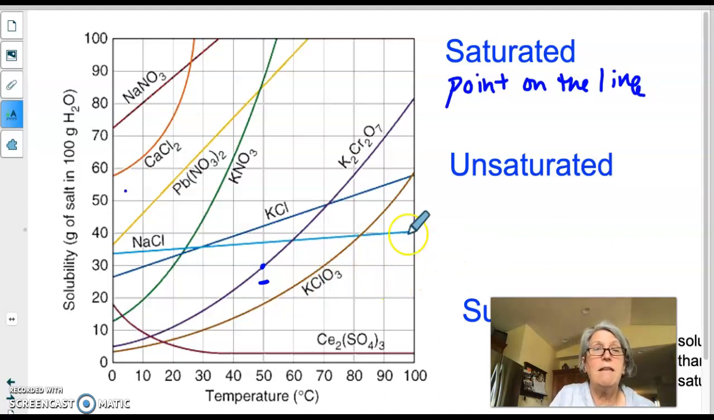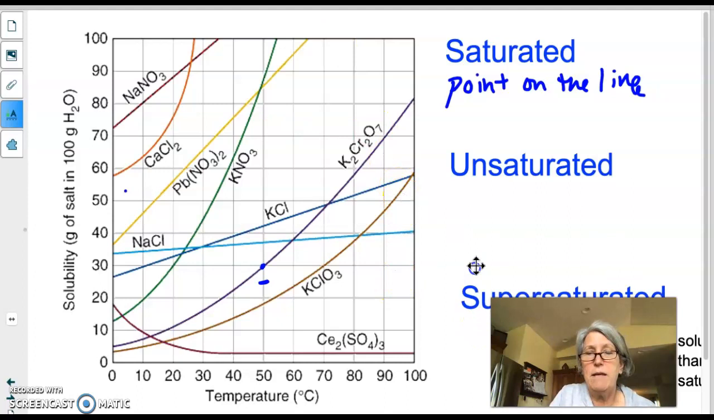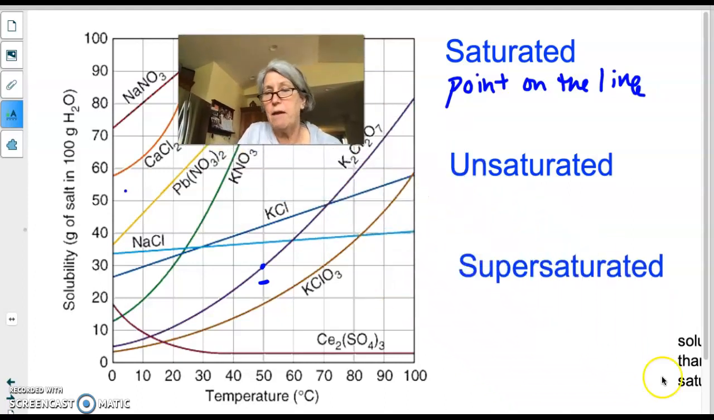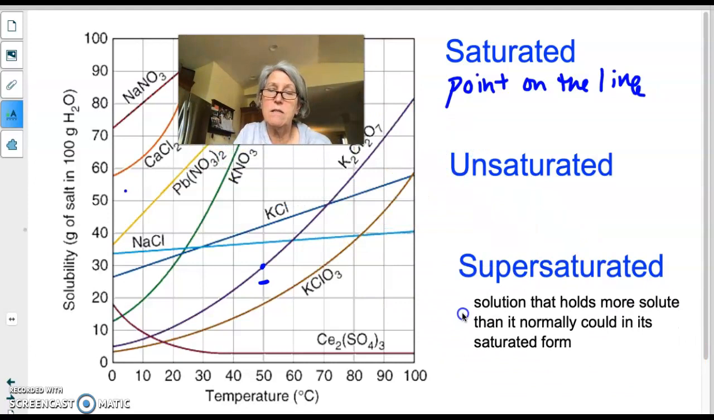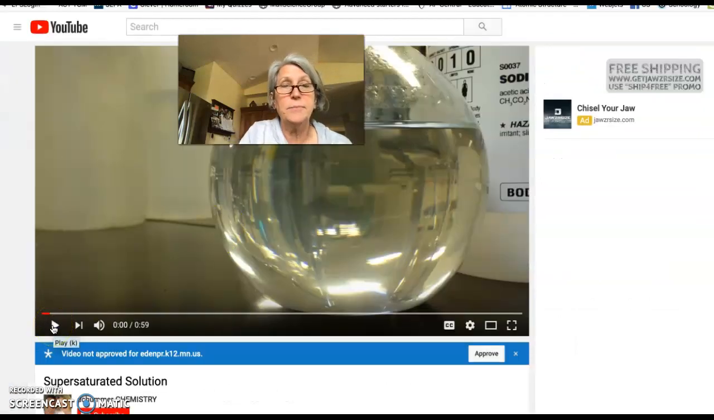Okay, then the last point I want to talk about is what it means to be supersaturated. A supersaturated solution is one that can hold more solute than it normally could in its saturated form. We're going to watch a really brief video of a supersaturated solution to help you understand. This is from a chemistry teacher who made up a solution of sodium acetate. If we were face to face and I was in my lab, I'd be able to do that and show you this video right here.